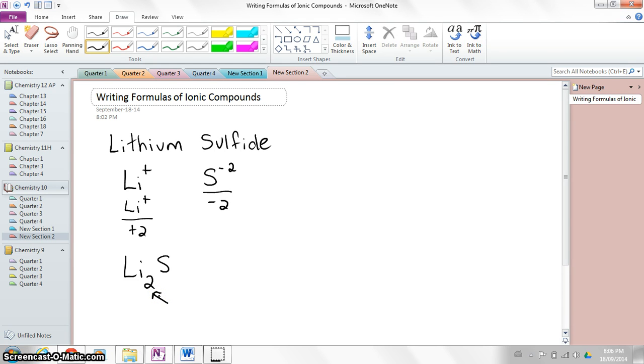Make sure that's a lowercase i, and a subscript 2. Another way you could do it is called the crisscross rule, but I want you to understand why the crisscross rule works: the charges have to cancel out to make a neutral compound. Lithium has a +1 charge. Sulfur has a -2 charge. What we do is we crisscross the numbers. So the 2 will go with the lithium, and the 1 will go with the sulfur. We don't write the 1, but we would write the 2. So that would be Li2S.